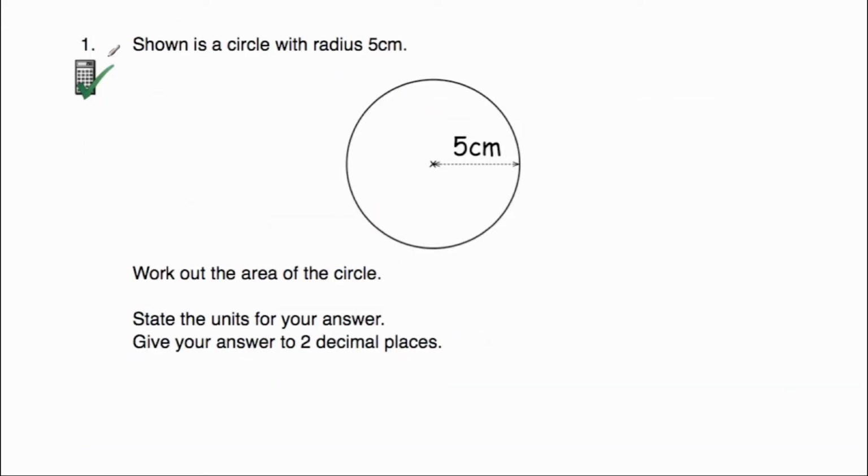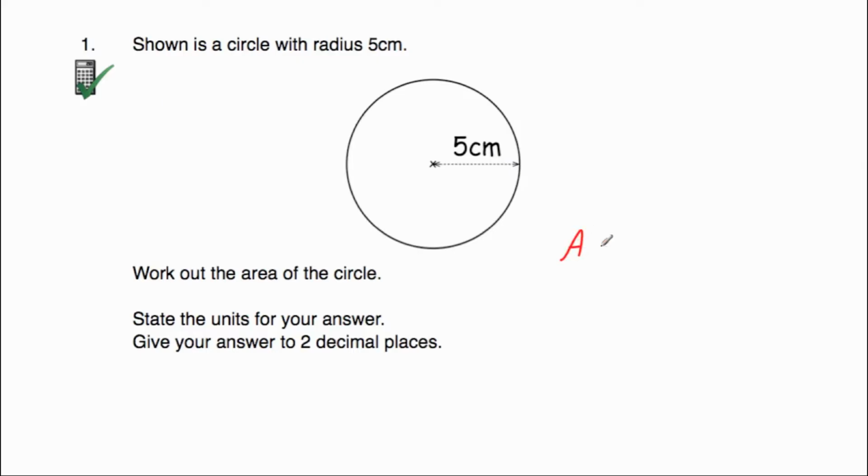Question number 1. Okay, let's have a look at question number 1. It says, shown is a circle with radius 5 centimeters. So we've got the circle and it's got a radius, halfway across the circle, of 5 centimeters. And we've been asked to work out the area of the circle, state the units of our answer and give our answer to 2 decimal places.